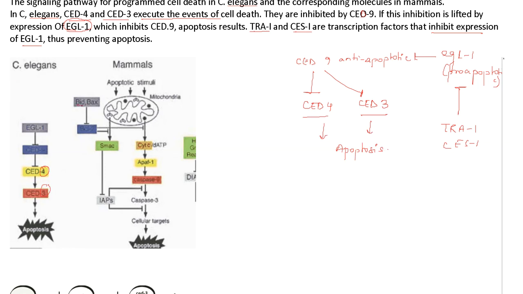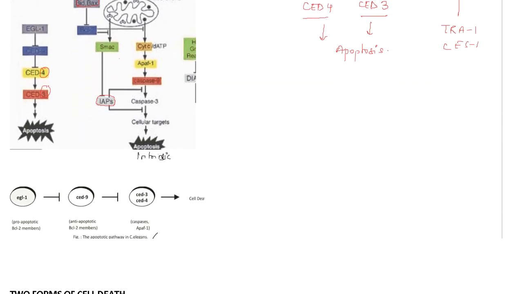In mammals, what happens? There are Bid and Bax, which are pro-apoptotic. SMAC and IAP, they are inhibitors of apoptosis. SMAC inhibits IAP. Sorry, I said it wrong. SMAC is pro-apoptotic, and it inhibits IAP. Cytochrome C is involved in the intrinsic pathway, and the extrinsic has been cut off mistakenly. So EGL1 is pro-apoptotic, a BCL2 member. CED9 is anti-apoptotic. CED3 and CED4 are executioner caspases.